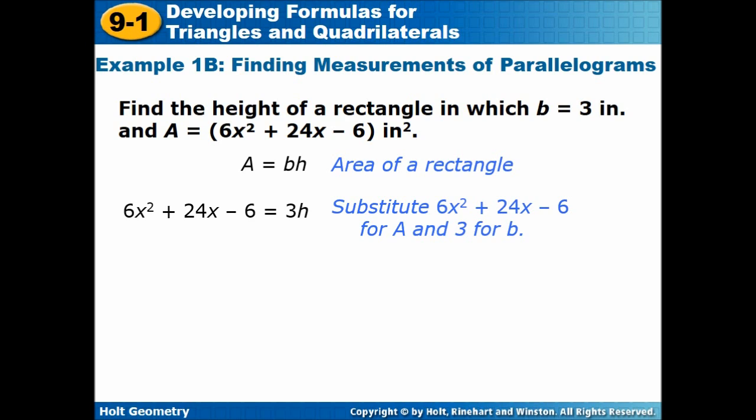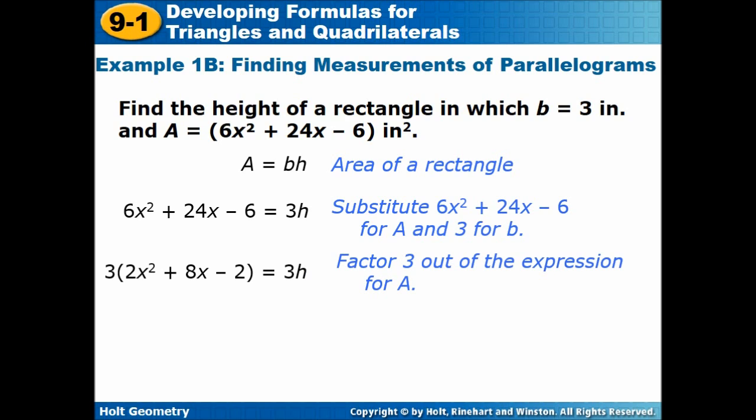You can factor what out of those? Well, you can factor a 3. And 3 is what's on the other side. So let's go ahead and factor the 3 out of the expression, 6x squared plus 24x minus 6. And you'll see you get 3 times 2x squared plus 8x minus 2.